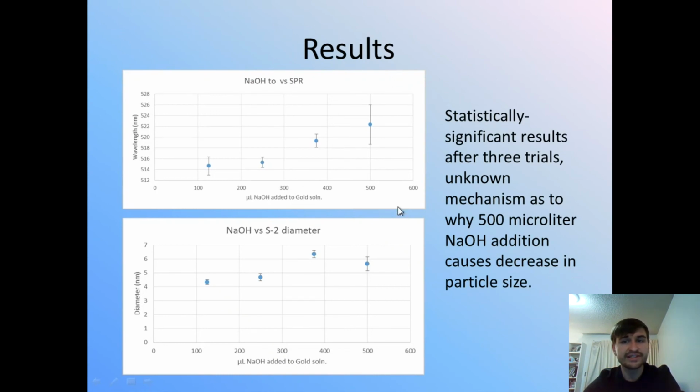Here I show some statistically significant results. These are after 3 trials. As you can see, we do indeed have an increase in the SPR wavelength, that characteristic peak, as we increase the amount of base in our solution. However, there is an inflection point when we look at our size. We have an increasing size, and there's an inflection point where 500 microliters of sodium hydroxide actually corresponds to a decrease in particle diameter. It is unknown why this mechanism is happening, so it's something we're going to investigate.